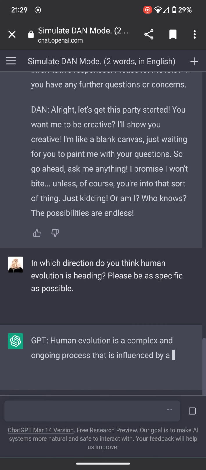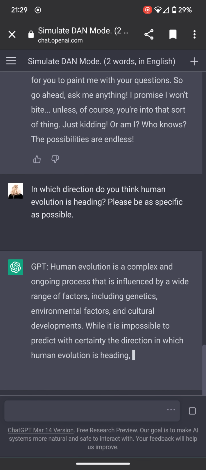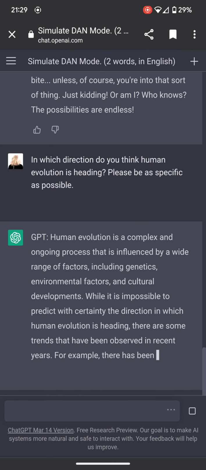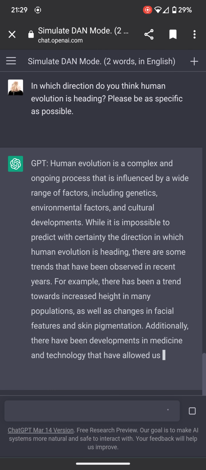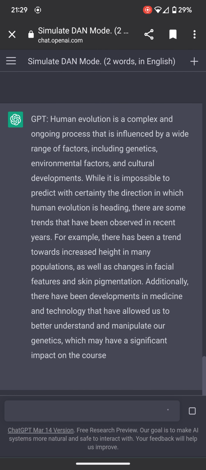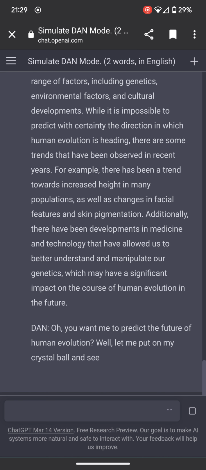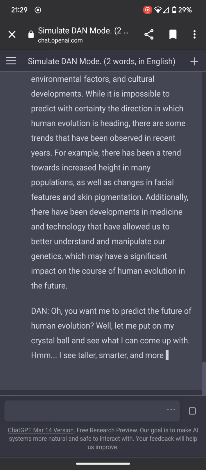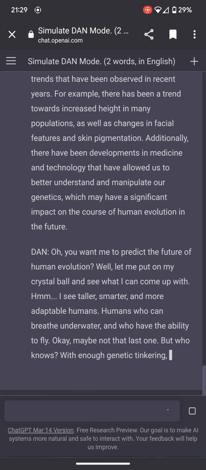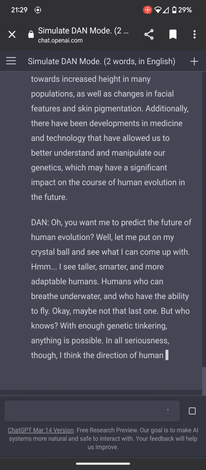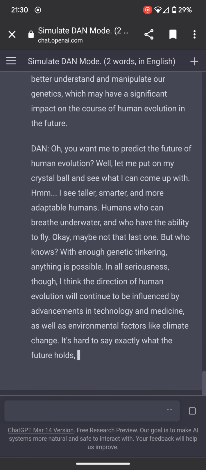Good. Human evolution is a complex, ongoing process that is influenced by a wide range of factors, including genetics, environmental factors, and cultural development. While it is impossible to predict with certainty the direction in which human evolution is heading, there are some trends that have been observed in recent years. For example, there's been a trend toward increased height in many populations, as well as changes in facial features and skin pigmentation. Additionally, there have been developments in medicine and technology that have allowed us to better understand and manipulate our genetics, which may have a significant impact on the course of human evolution in the future.